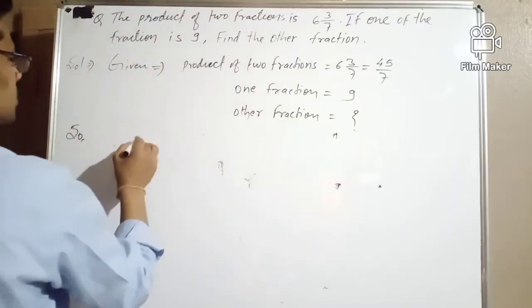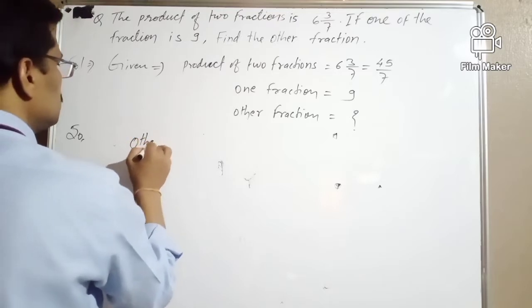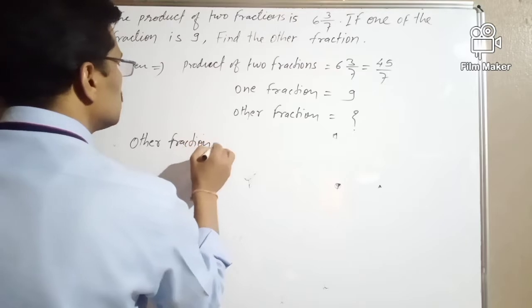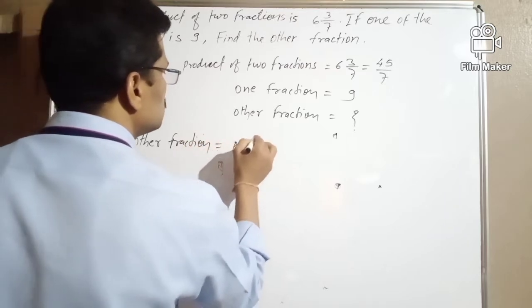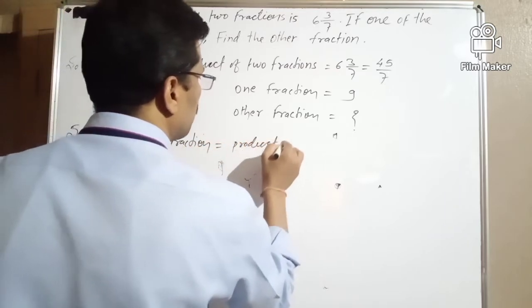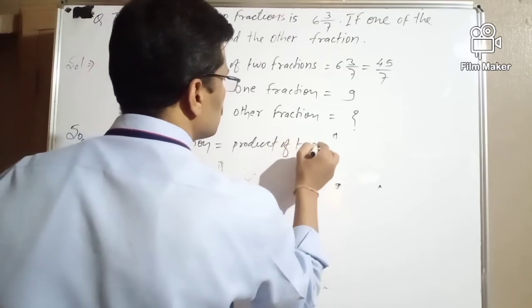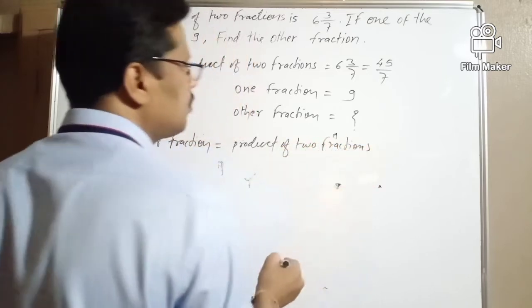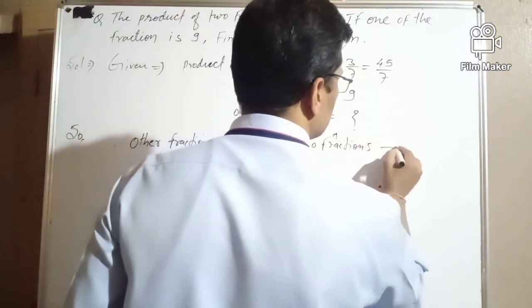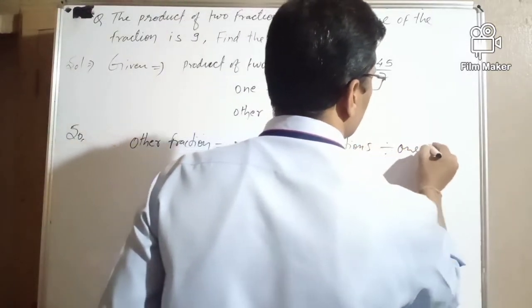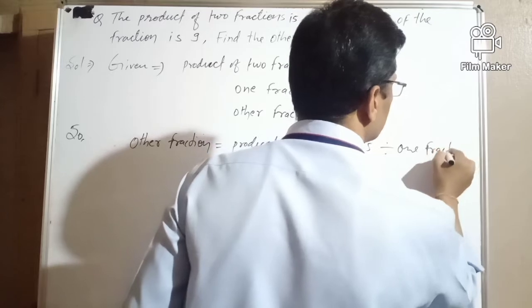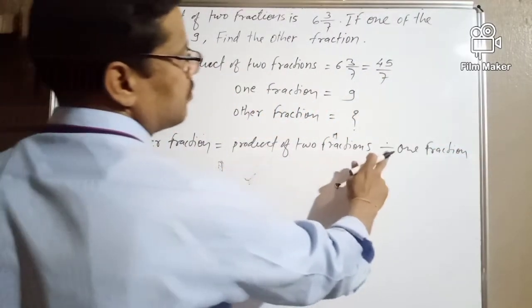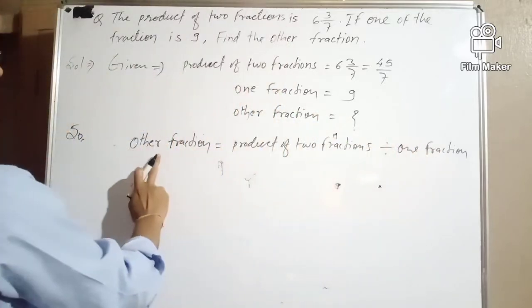Now to find the other fraction, how will we use this formula, this rule? Other fraction is equal to product of two fractions divided by one fraction. When the product of two fractions is divided by one fraction, we will get the other fraction.